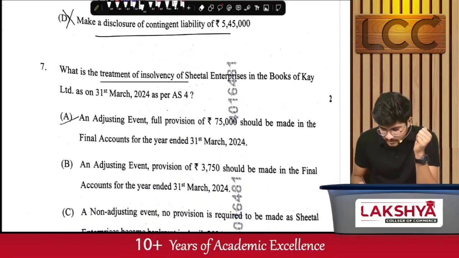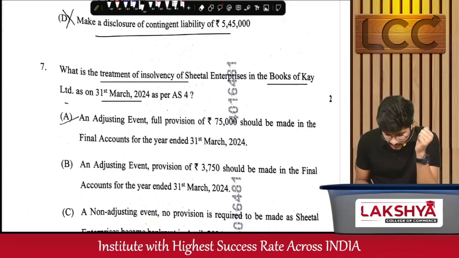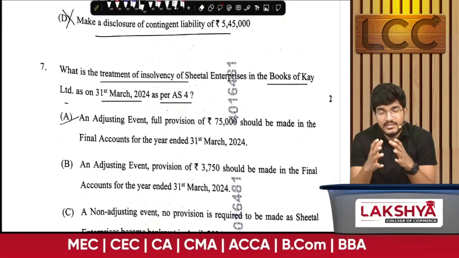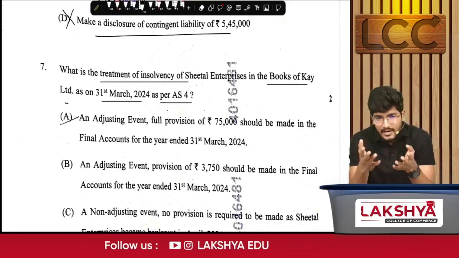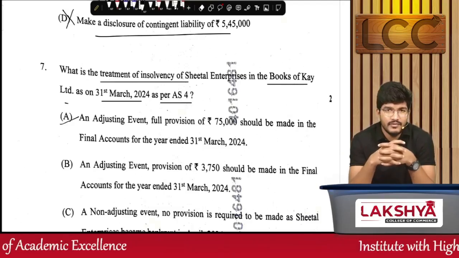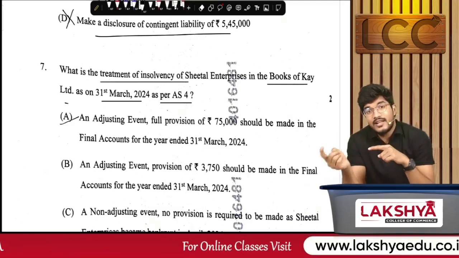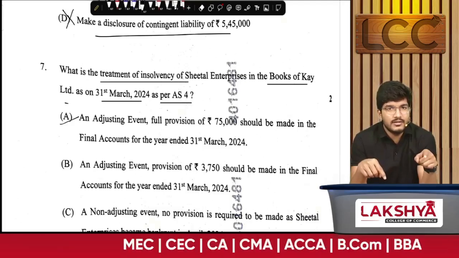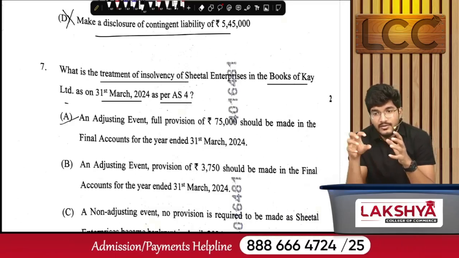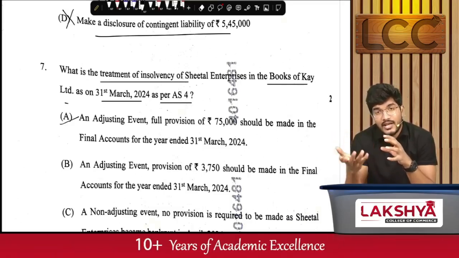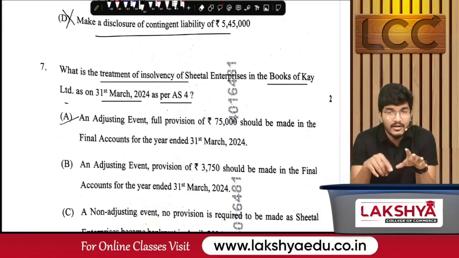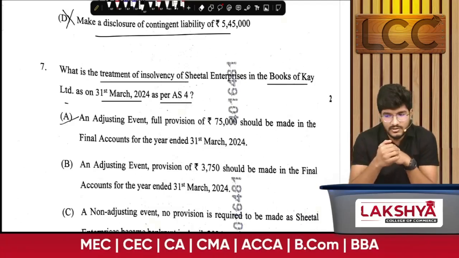And what is the treatment of insolvency of Sheetal Enterprises in the books of K Limited as on 31st March 24 as per AS 4? AS 4 covers the transactions or events which occurred between the balance sheet date and approval date. In the given case, the date of approval is not given, but they have mentioned that in the April month itself, the customer became insolvent. And there is already evidence that on 31st March the entity created a provision because of the fire accident that occurred to the customer, right? So this bankruptcy provides additional evidence to the condition which already existed on the balance sheet date. That means we should consider it as an adjusting event and we should make a provision of the entire amount of 75,000.